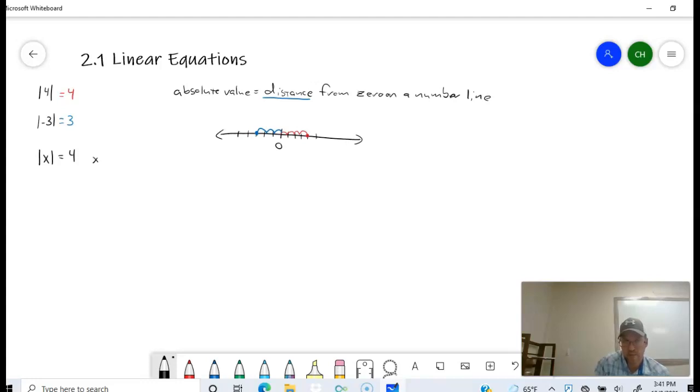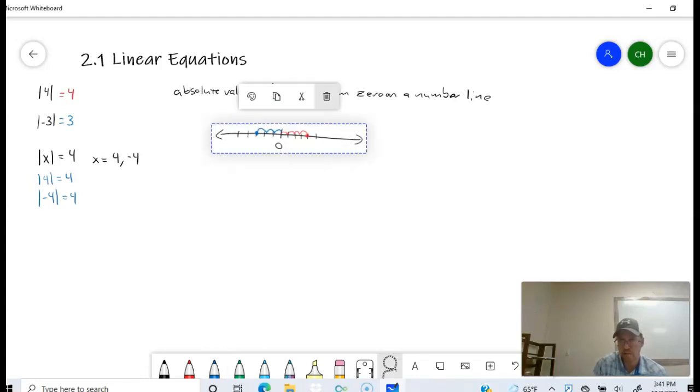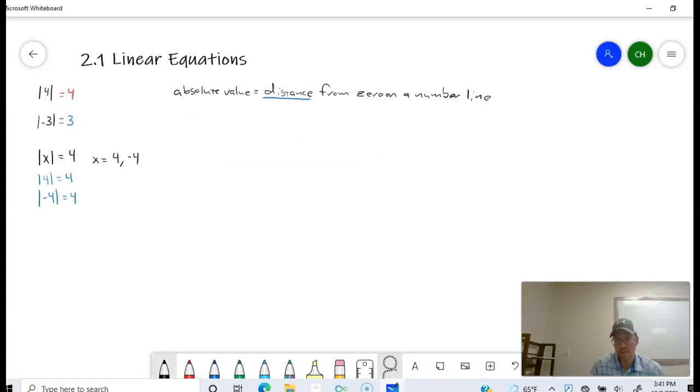So x is going to be equal to 4 or -4. All right? If I go back and plug in, let's check it. If I plug in the absolute value of 4, we've already said that equals 4. And the absolute value of -4 is also equal to 4. All right? So that bit of knowledge is really going to help us whenever it comes to solving linear equations that have absolute values in them.